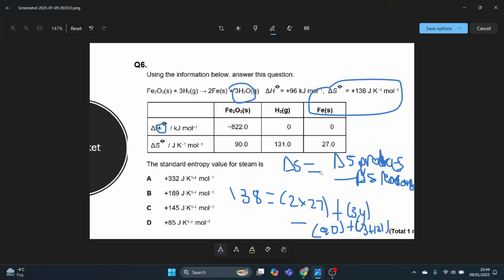So first things first, 90 plus 3 times 131 is 483. I've got 138 equals 2 times 27, 54, plus 3y minus 483. 54 minus 483 is minus 429. So add 429 to 138 plus the negative version of my answer, and then divide by 3. 189.